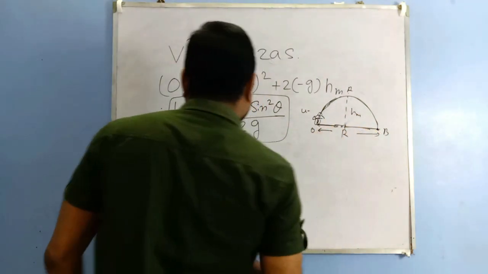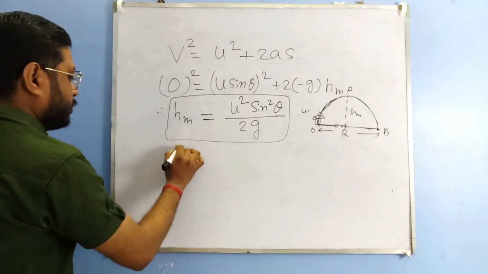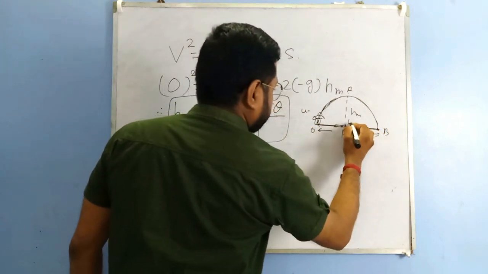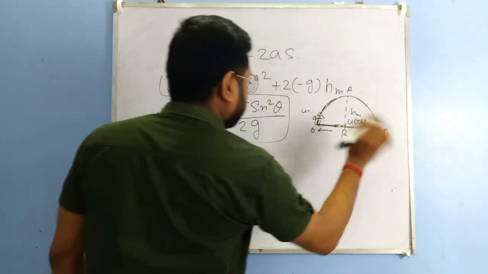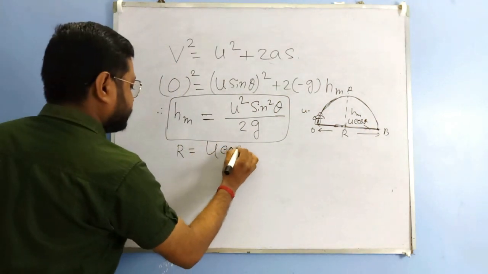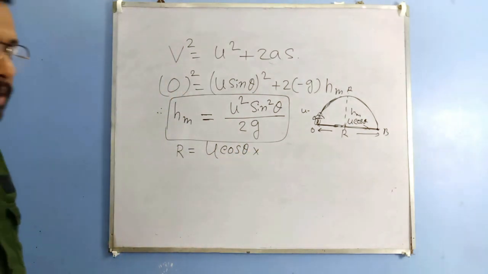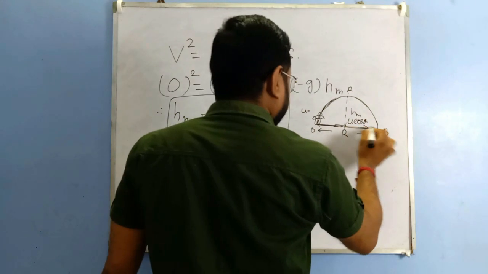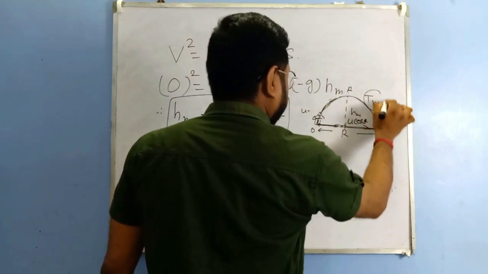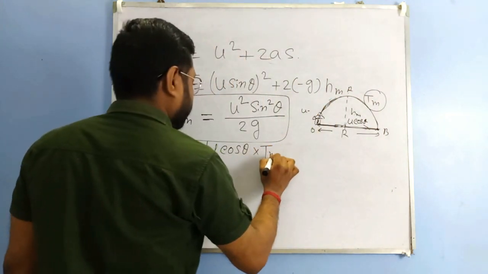So we can write now the horizontal range R. Here we take the horizontal direction, so we get the horizontal velocity u cos theta. u sin theta is not taken here. Therefore R equal to u cos theta multiplied by which t? As from O to B, the total time taken is the total time of flight Tm.